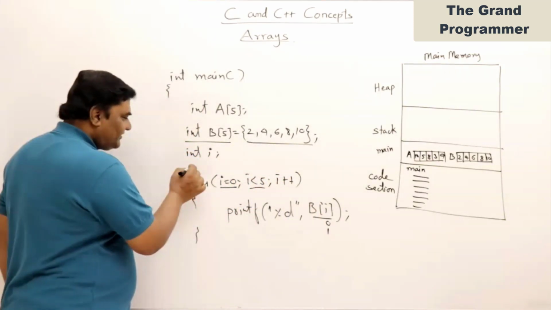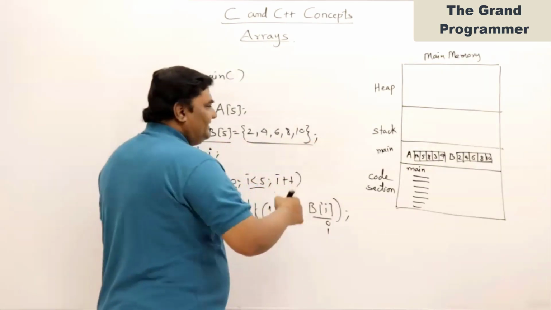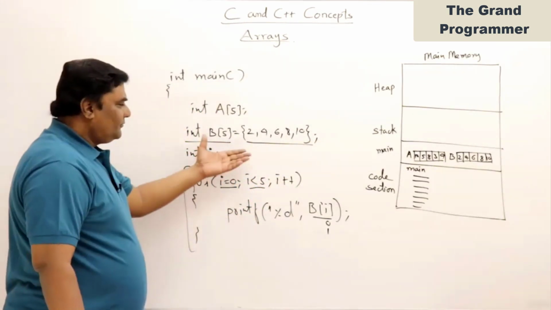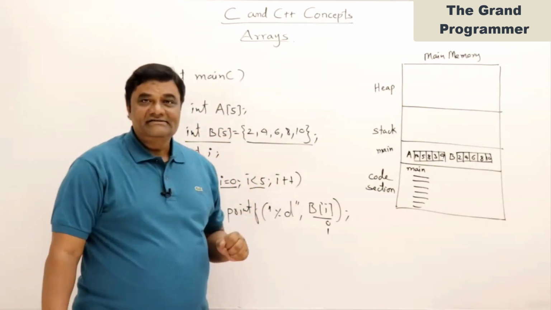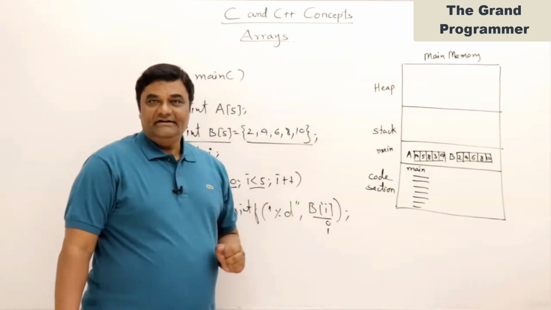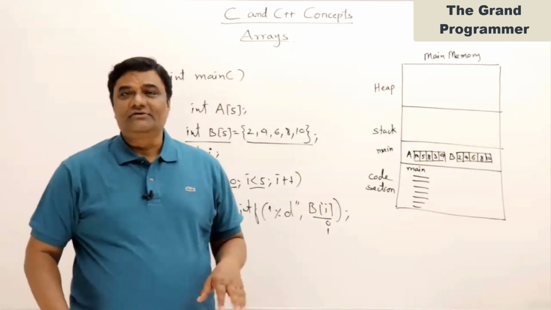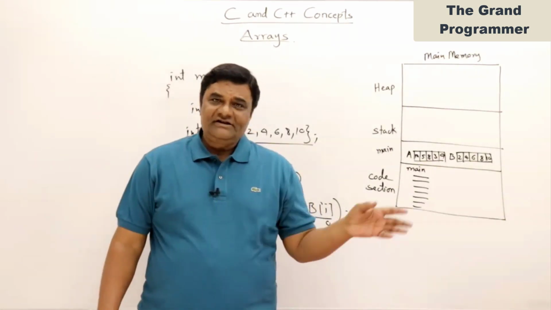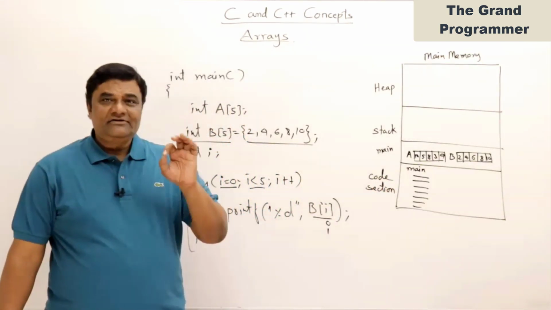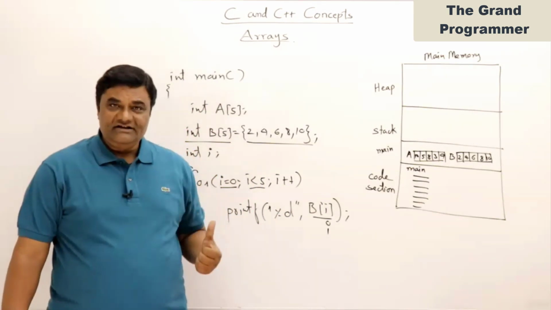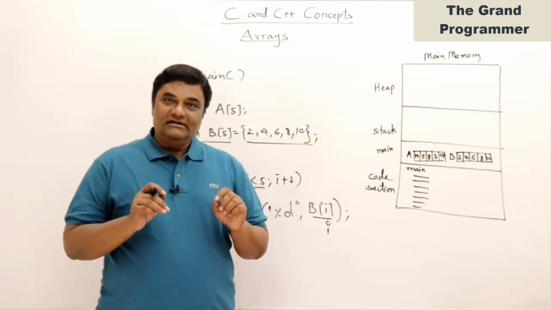So a for loop is used for scanning through the list of elements in an array. More frequently we use a for loop for accessing all the elements of an array. That's it. This is sufficient because we have a very big topic called arrays. We are going to learn lots and lots of things about arrays. Just as an introduction, as a revision, I have done it.